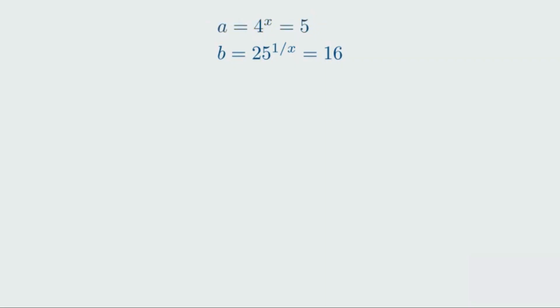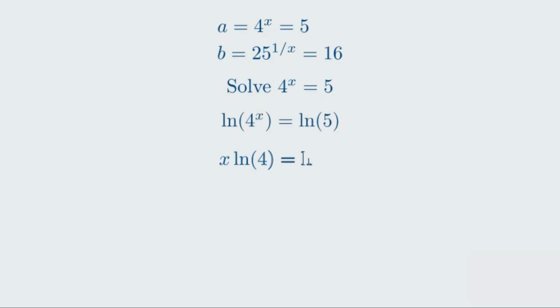Let's solve the first one. We need to solve 4 to the x equals 5. To do this, we'll take the logarithm of both sides. Using the natural log, we have ln of 4 to the x equals ln of 5. Using the log power rule, the exponent x comes to the front. This gives us x times ln of 4 equals ln of 5. To isolate x, we divide both sides by ln of 4. So x equals ln of 5 over ln of 4. By the change of base formula, this is the same as log base 4 of 5. So our first equation gives us this value for x: x equals log base 4 of 5.